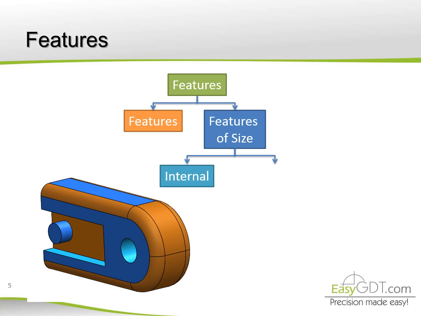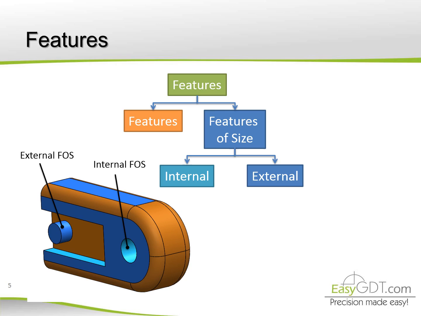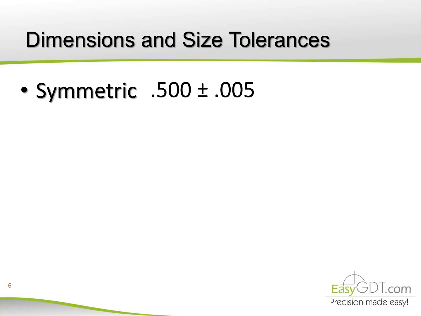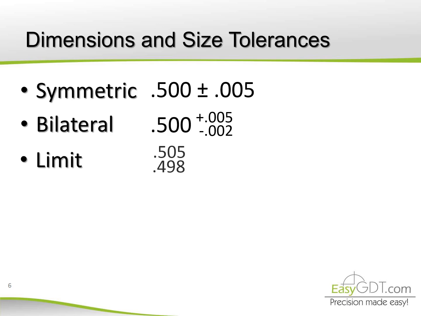With this, we have defined features and features of size. Features of size can be internal, as in the case of the holes, or external, such as pins or extrusions. And they always have a size, so they will have size tolerance. Next, we'll see some ways to specify this. First, we have the symmetric tolerance, which has the same tolerance, both positive and negative. Second is the bilateral or asymmetrical, which has more tolerance in one of the two directions. Limit tolerance is where both upper and lower limits are specified.